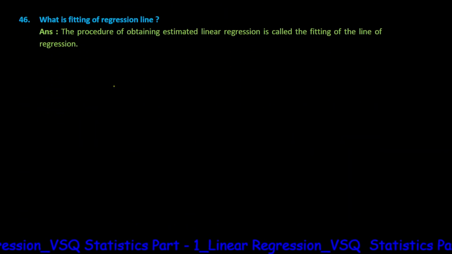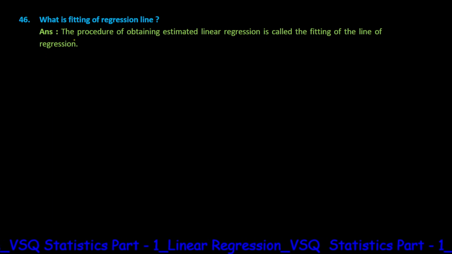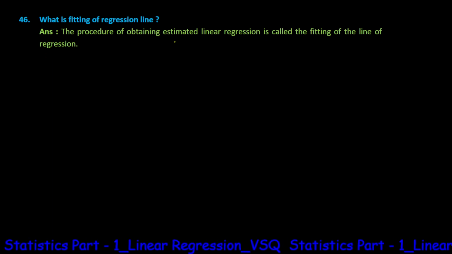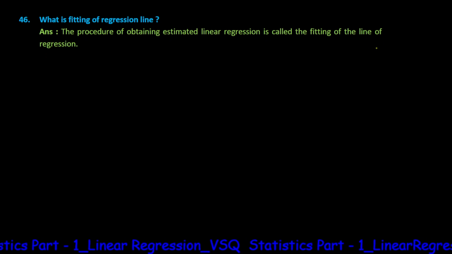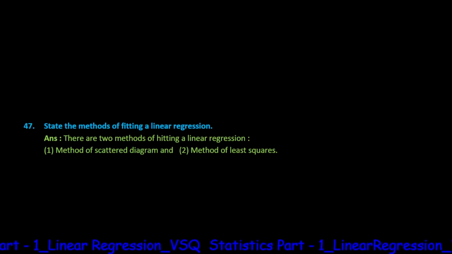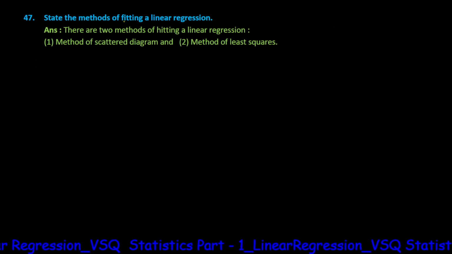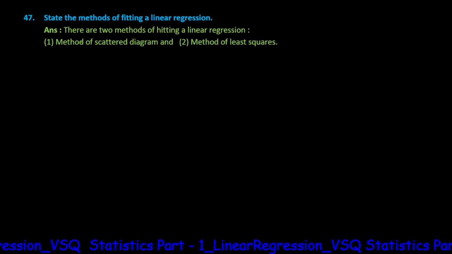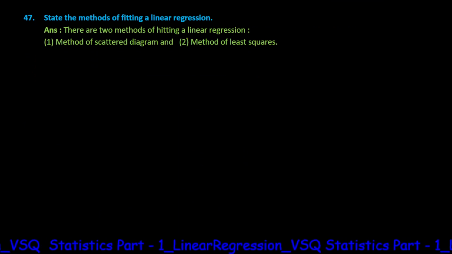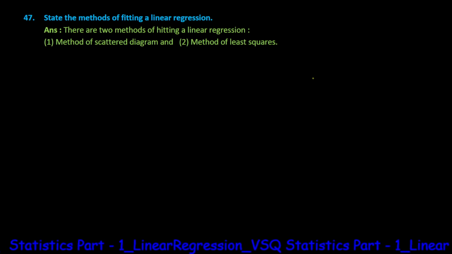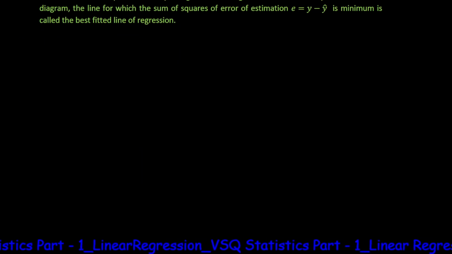Question number 46: what is fitting of a regression line? The procedure of obtaining the estimated linear regression is called the fitting of linear regression. Question 47: state the methods of fitting a linear regression. There are two methods of fitting a linear regression: the method of scatter diagram and the method of least squares.